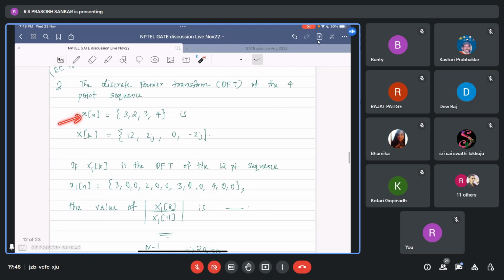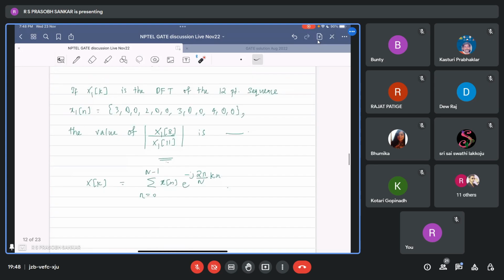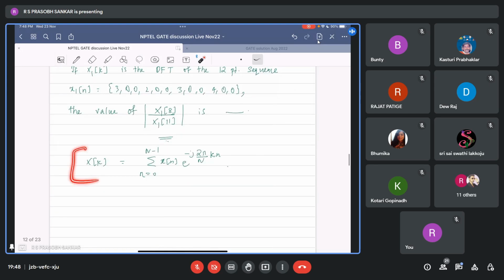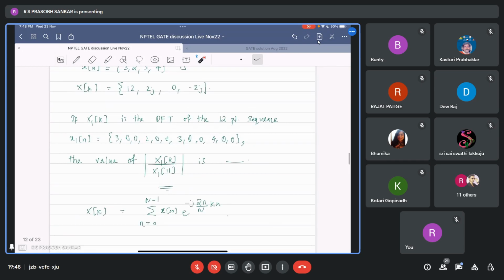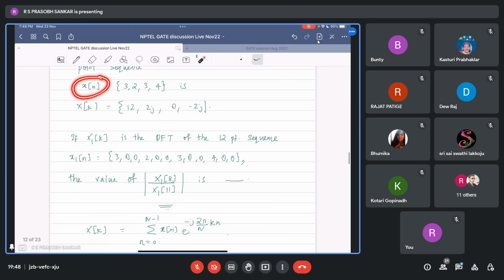Okay, sir. So I have a sequence here. I define a new sequence here. The DFT of the original sequence is this x of k. We need to find what is the DFT of the new sequence, and then find the value of this ratio. So what do we have? We have x of k, x of n e raised to minus j 2 pi by n k. That is fine. So what is the relation between x1 of n and x of n?